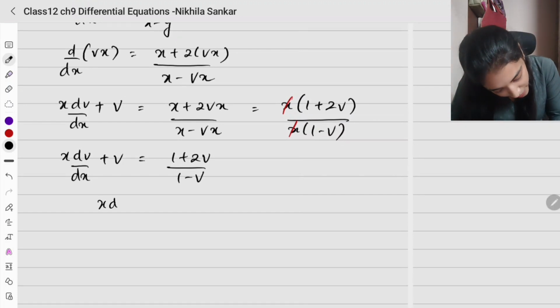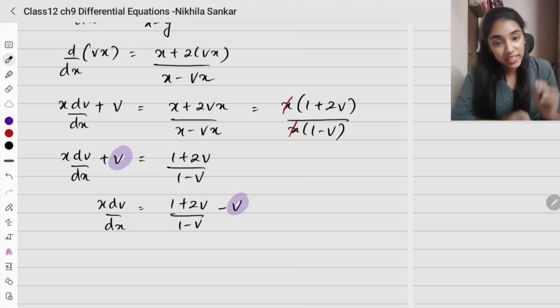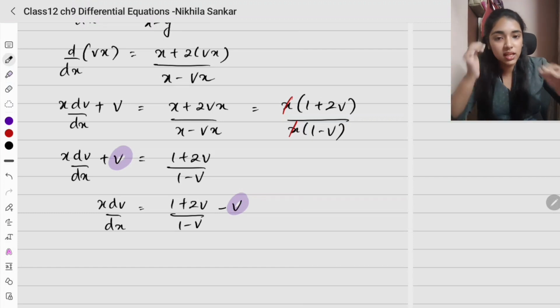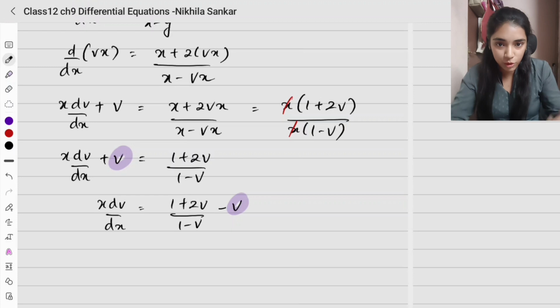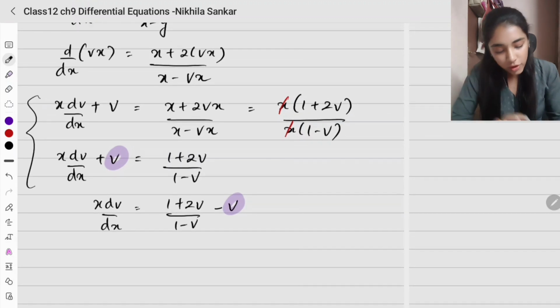Now next step, x dv by dx equals 1 plus 2v by 1 minus v minus v. I'm bringing this v to the other side. So the plus becomes a minus. Okay, these are all basic steps. It is in the integration that the values change and the calculation changes. Otherwise, what is the basic step? Put y equals vx and repeat all those steps on the left hand side. Okay, it is common for all the questions.